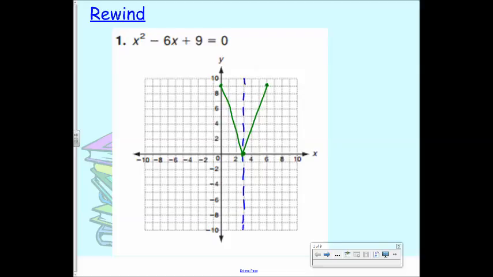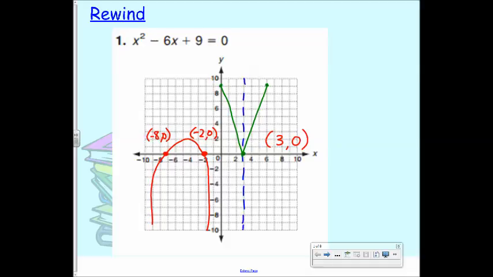So the solution to this is what? 3, 0. All right? So the solution to this is 3, 0. What about this parabola? All right, imagine that this is right here and this is right here. How many solutions does this have? 2. What are they? Negative 2, 0. Negative 8, 0. Okay. What do you notice all those have in common? They have a 0 in the y spot.